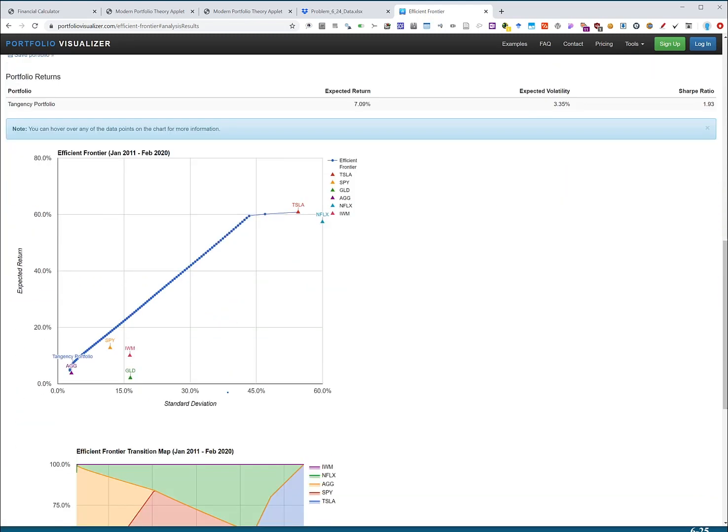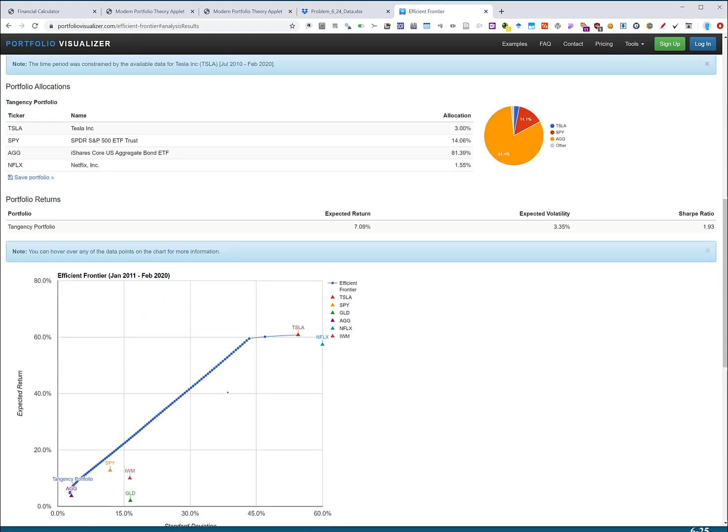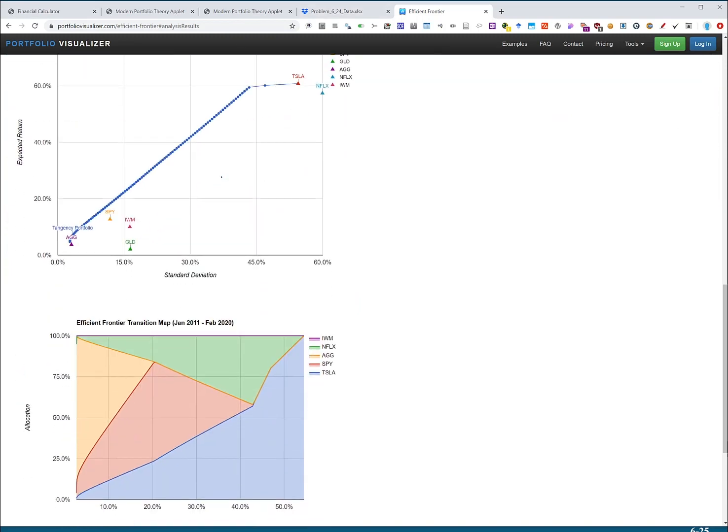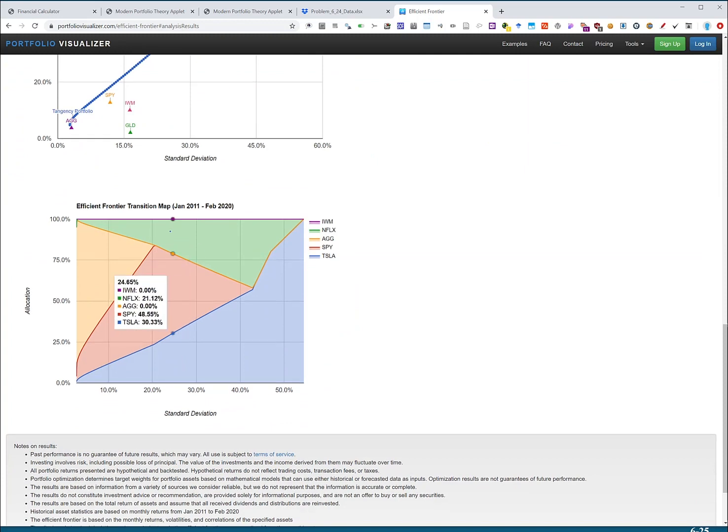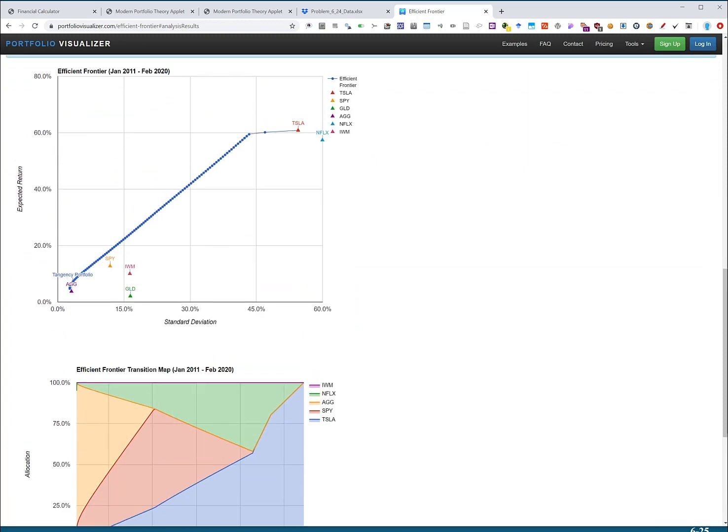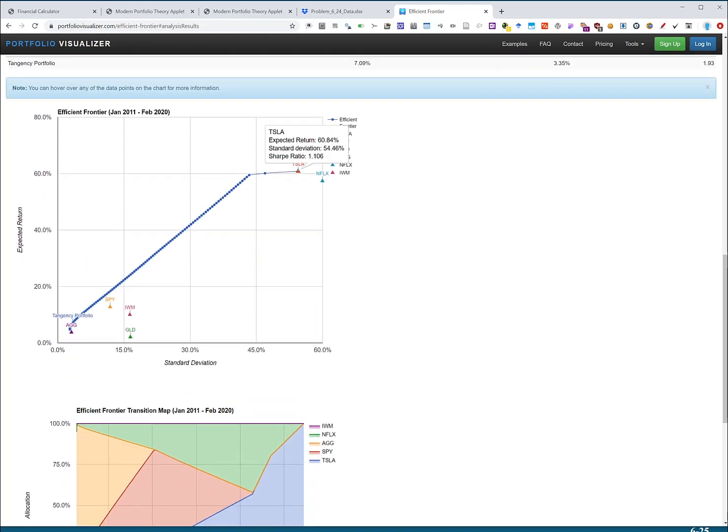So this is a very weird efficient frontier, but yeah, because we are constrained by Tesla, we have only 10 years, until February 2020. So this is a FIN340. Looks a bit weird, but well, it is what it is. So we're going to have Tesla here, very high volatility, also high return. Netflix, again, very high volatility.